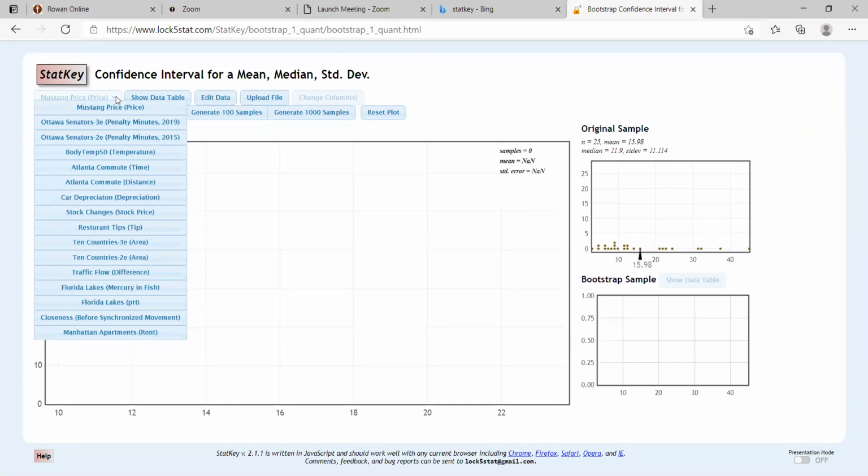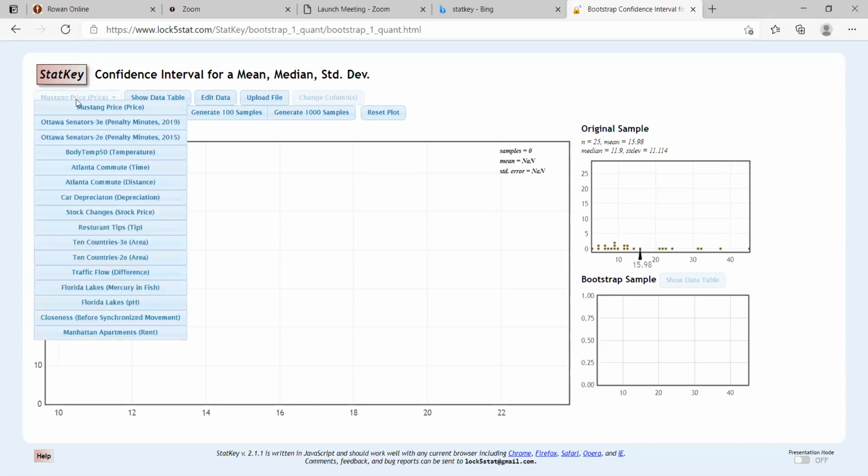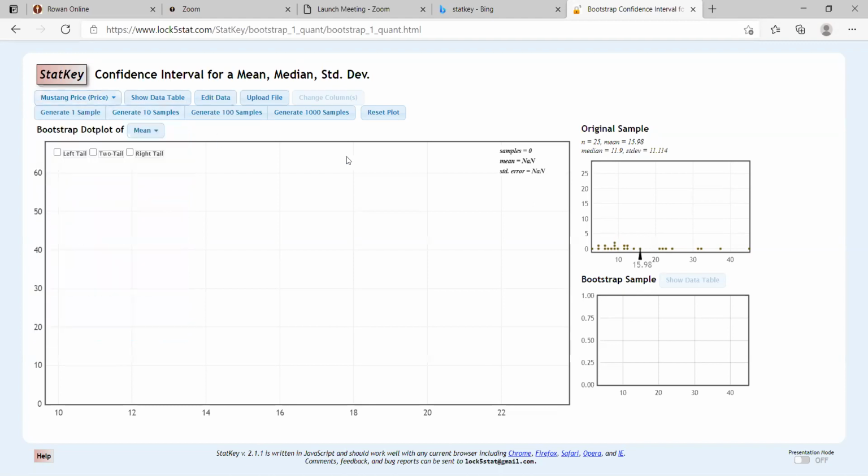We create bootstrap samples with them. So let's actually use this Mustang price. Mustang, this is a car. Hopefully you know that's an automobile. And these are prices of Mustangs, I guess, of different ages. There are 25 Mustang cars. The number here says 15.98, the mean for the original sample of 25 Mustang cars. Obviously, this is in thousands of dollars. So when it says 15.98, we multiply that by 1,000, and it's actually a $15,980 used Mustang. Hopefully that's obvious. It does give you the median and the standard deviation.